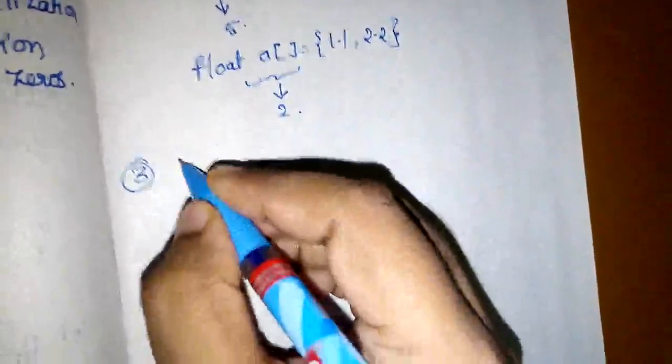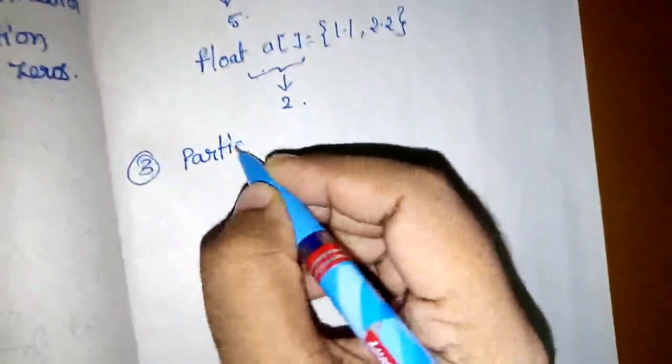Then the third method we have is partial initialization.